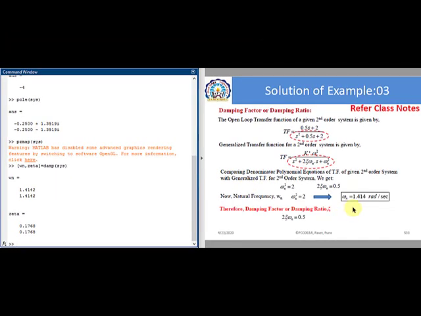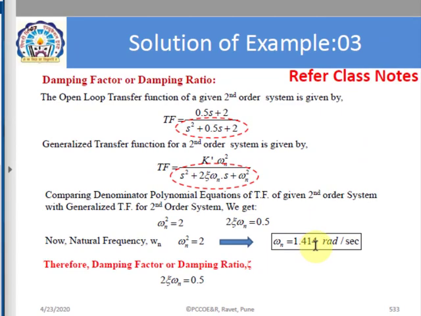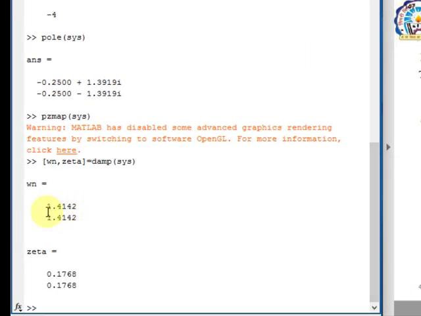The natural frequency we are having is 1.414, and here also you can see that the natural frequencies are verified. You can verify this natural frequency by using MATLAB, and here the damping factor is 0.177; here also you can check 0.1768, approximately both are the same.